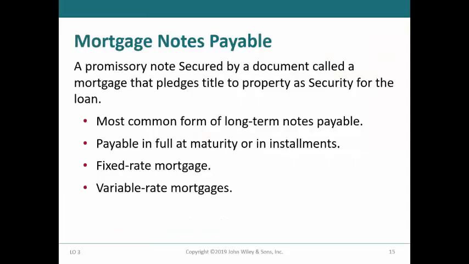Mortgages are the most common long-term liability. They are issued when a company pledges title to property as security for a loan. Mortgages may be payable in full at maturity or may be paid in installments. They may carry a fixed or a variable rate of interest. Companies will report as current liabilities the mortgage payments due within the next year or operating cycle, with the remainder of the principal due as a long-term liability.